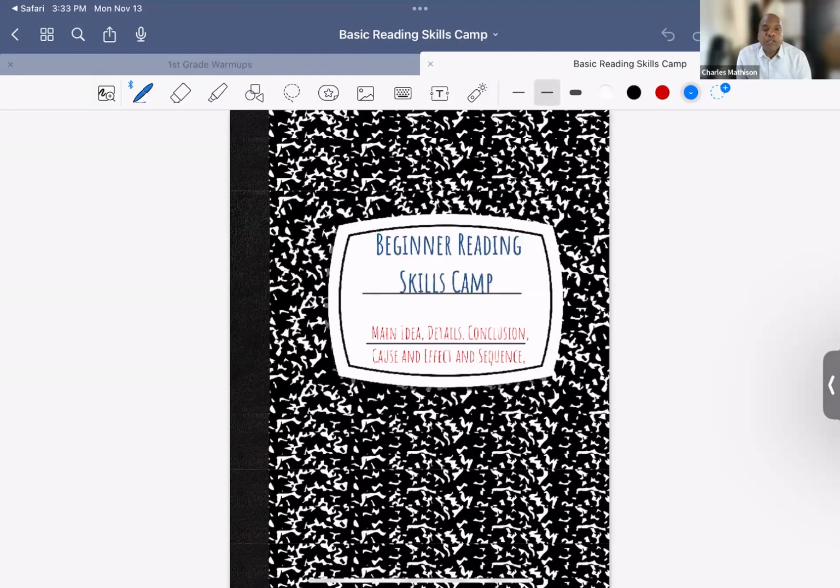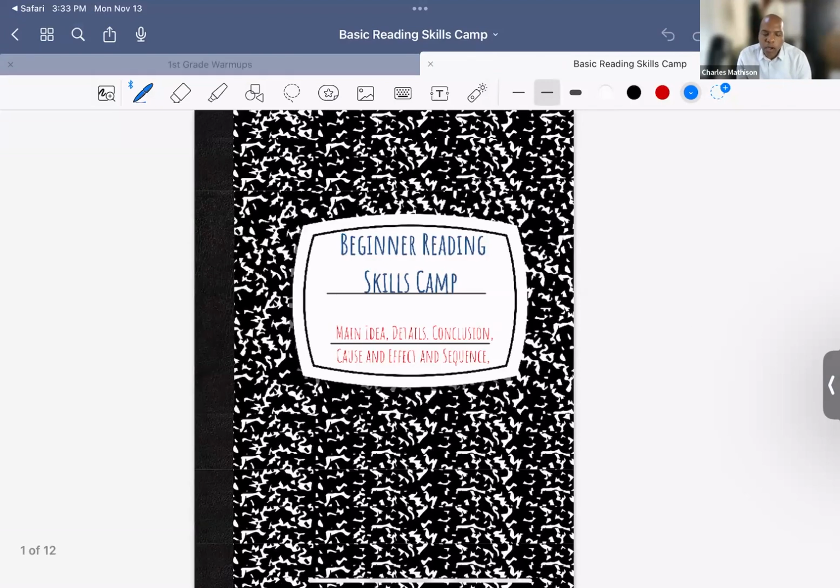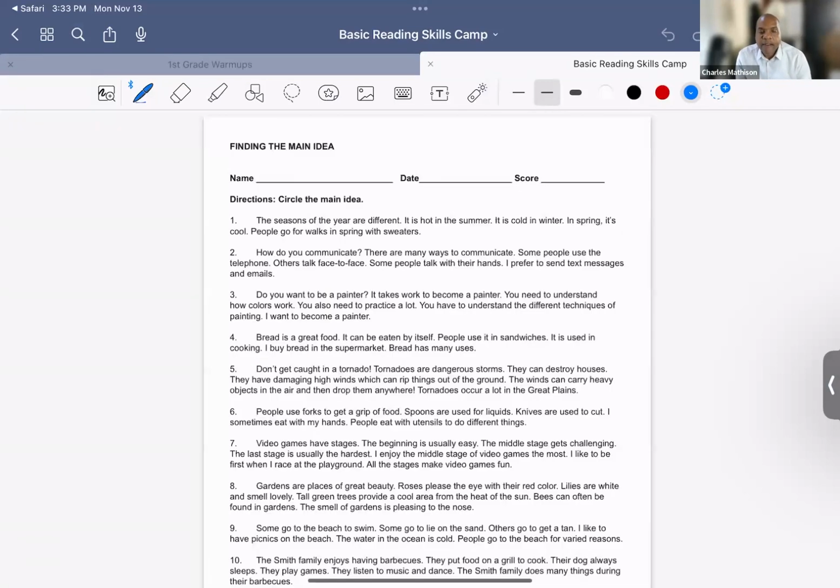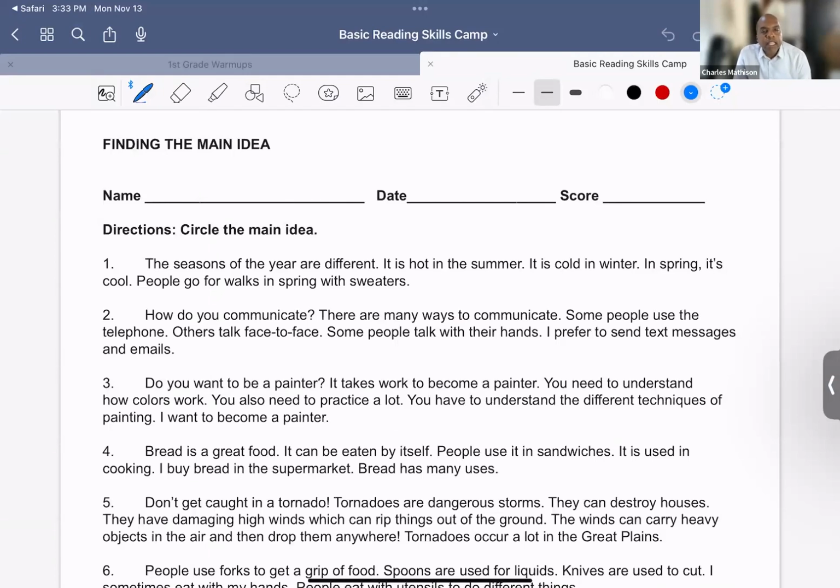The next thing we're going to do is we are going to reading skills camp, and we are going to work with finding the main idea. This book can be found on the wbcoaching.net website. The main idea is what a group of sentences is mostly about. A group of sentences is called a paragraph.